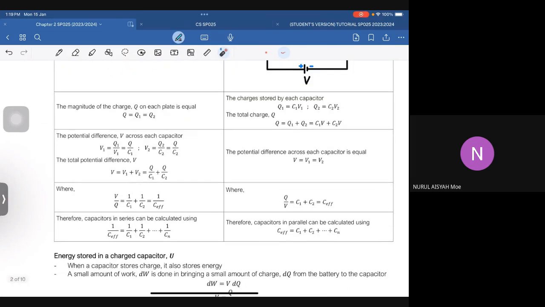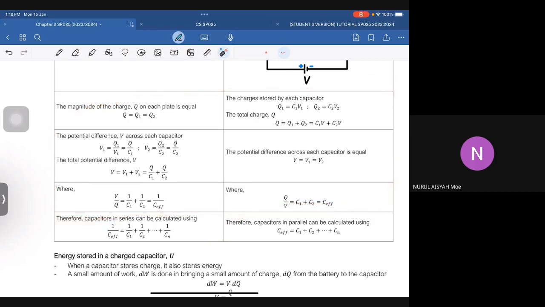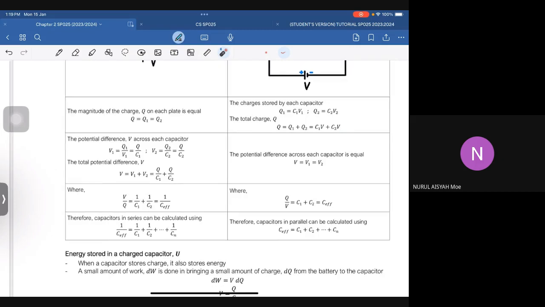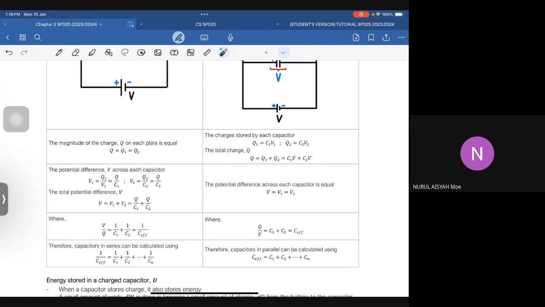Okay, so for this part of the table, the only equation in the formula sheet is this last part here. So this here, you have to memorize by yourself, okay? This is a problem too, because to solve questions about charge or voltage, you have to memorize the characteristics of series and parallel circuits yourself. This one you must memorize yourself.